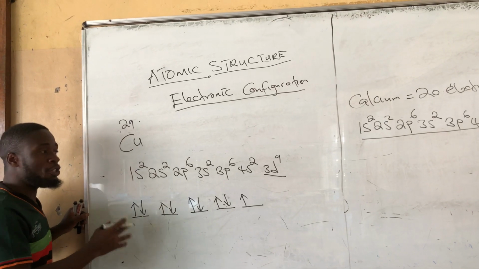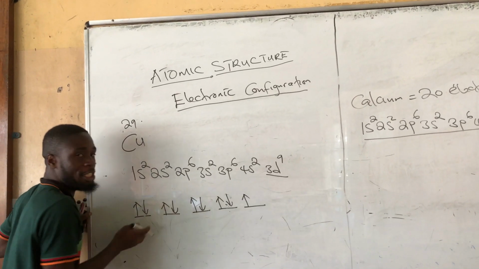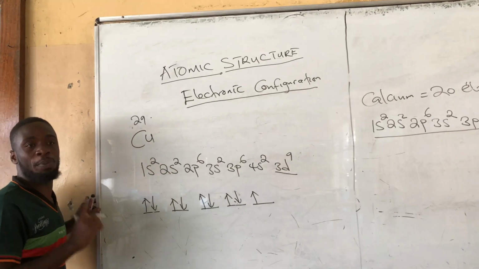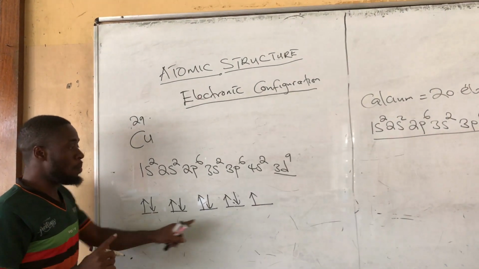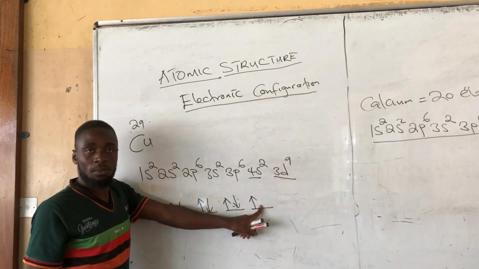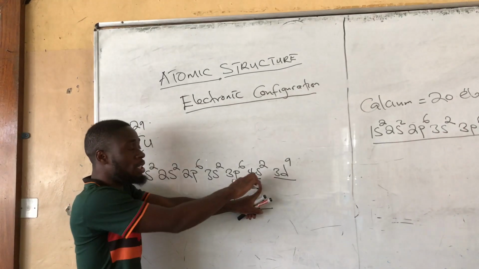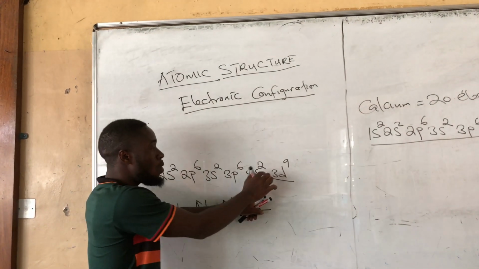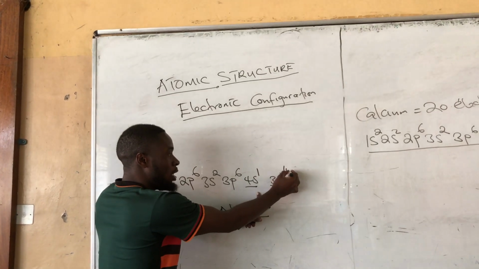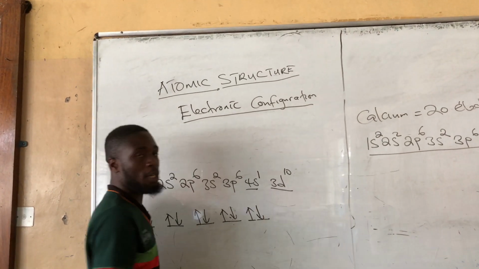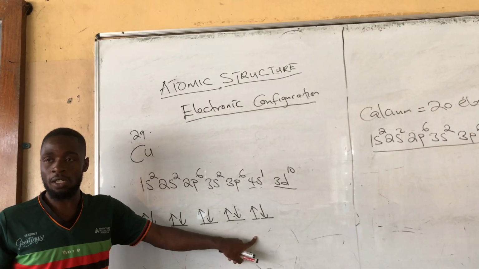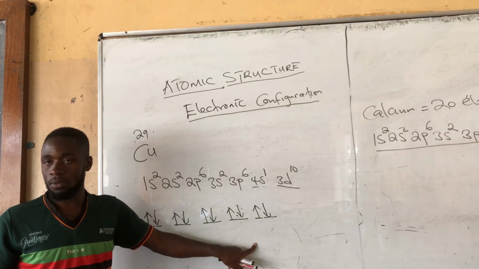According to Hund's rule, these degenerate orbitals have the same energy, meaning they should have the same number of spins. So to make this one complete, we need to borrow one from the highest energy level, 4s. When you borrow one from 4s, we remain with 1 there, and you add it here to make 10. So this is the electronic configuration for copper. You need to borrow one so that it can be stable.